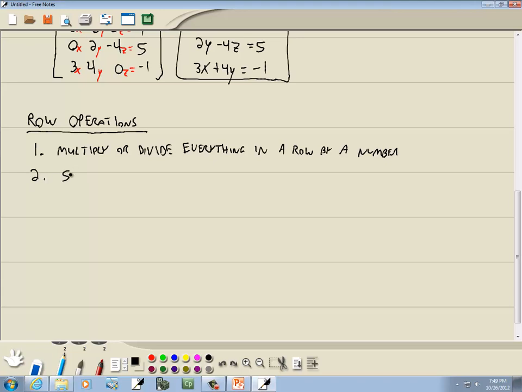You can swap two rows. Now again, that only applies when you're dealing with solving systems of linear equations like we're going to be doing. You can add one row to another row.